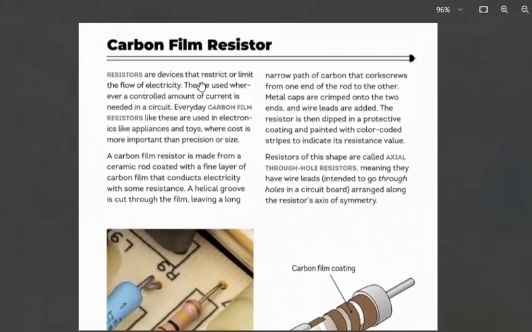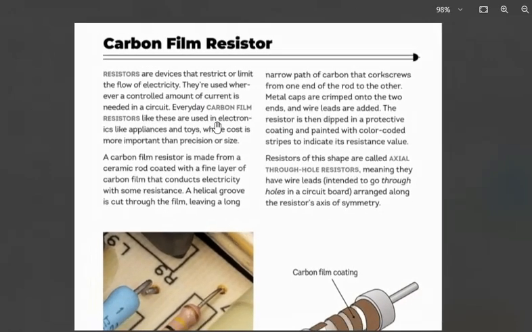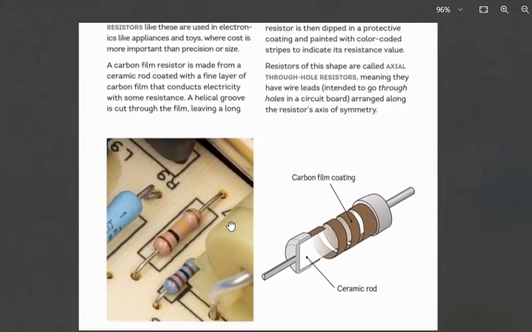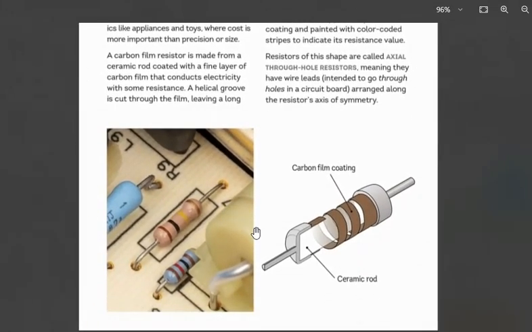So our first component is the carbon film resistor. In 3 headings I will conclude each component. Let's start with our first heading, the carbon film resistor and what it does. Basically, I'm going to zoom in. A carbon film resistor is like a traffic light for electricity.